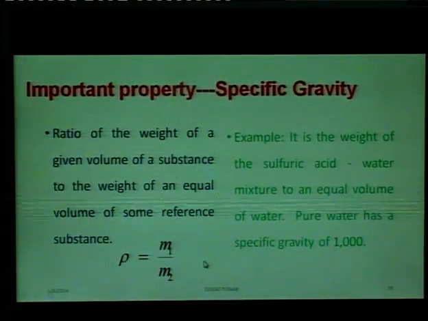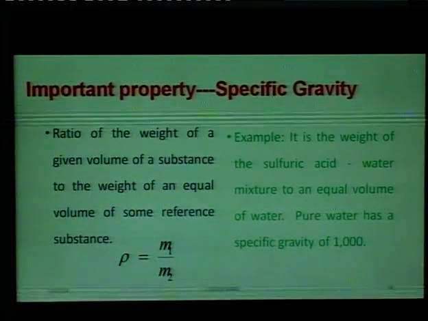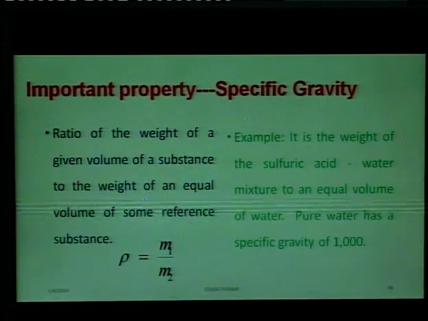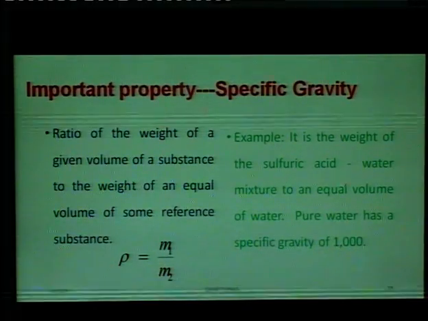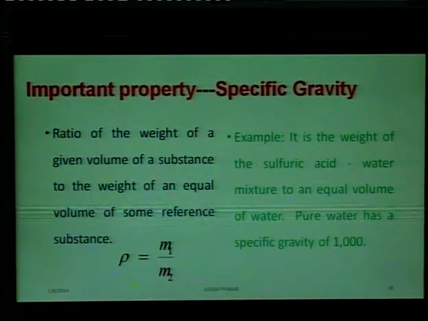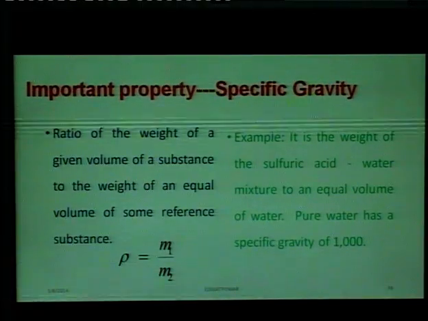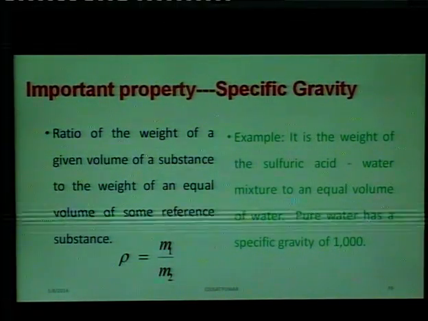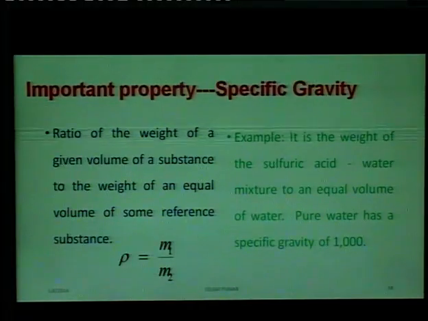Another property I want to check is called the specific gravity of a battery. How will we check whether the battery is charged or not, and if it is charged, how much it is charged? To check this property, we should know what specific gravity is.